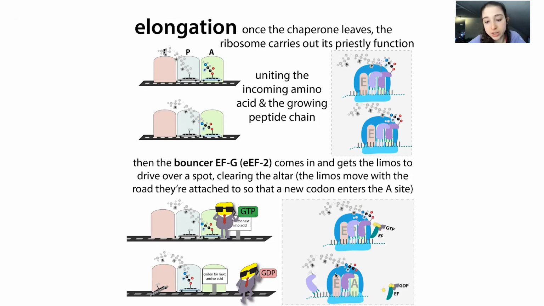Now you have everything shifted over to this P site, and the previously there tRNA, this guy, is going to get kicked off. It's going to get kicked into this E site, and then it can leave.